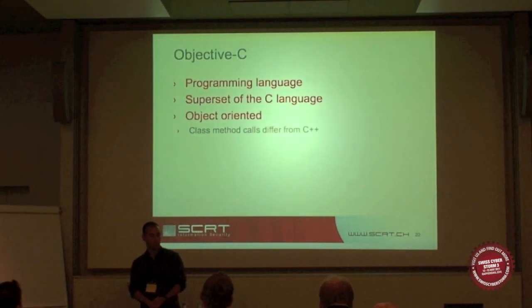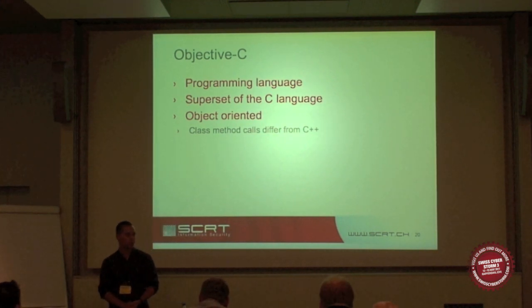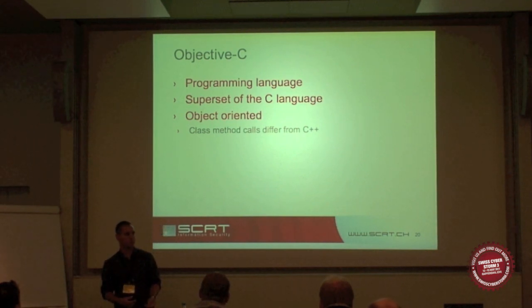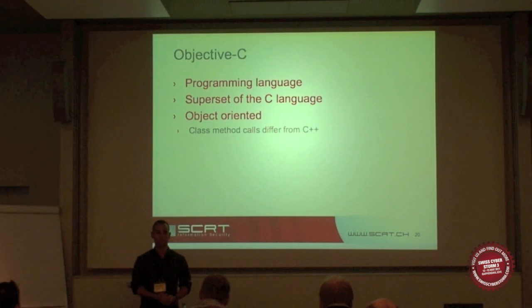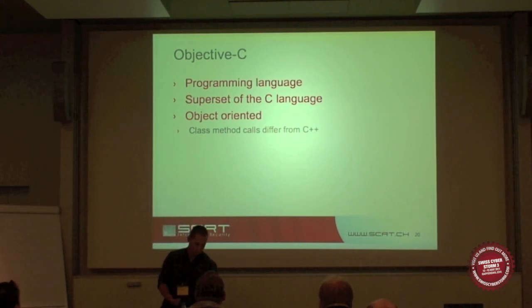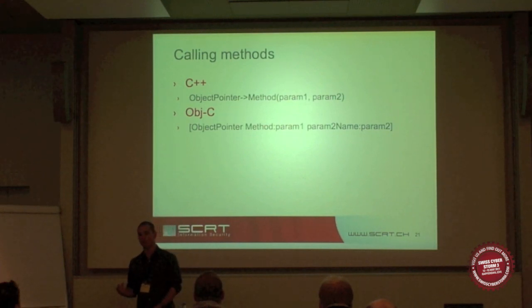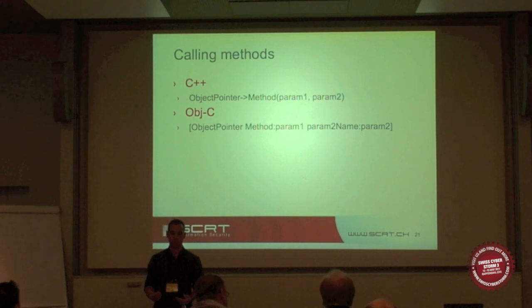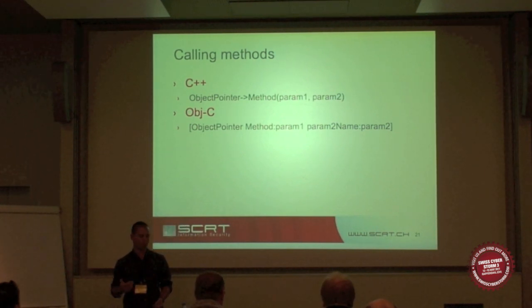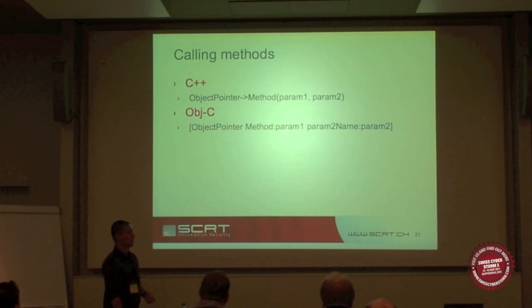So next up, the Objective-C language. It's a superset of the C language, which is object-oriented. But there is one big difference with C++. It's how we call a method. And this is something we have to know when we are reversing an iOS binary, because it's used all the time. And the same for binaries on OS X.